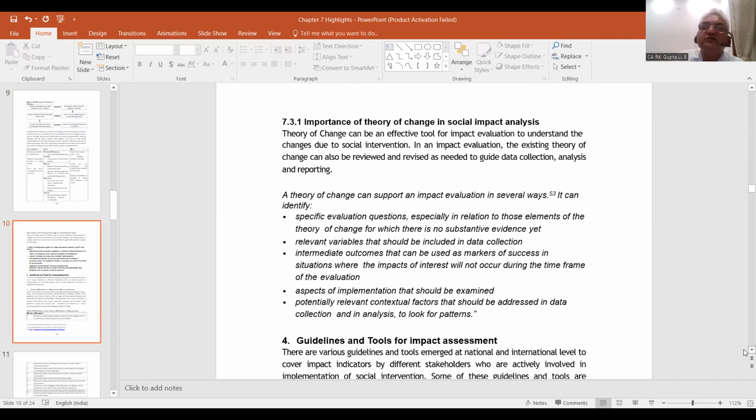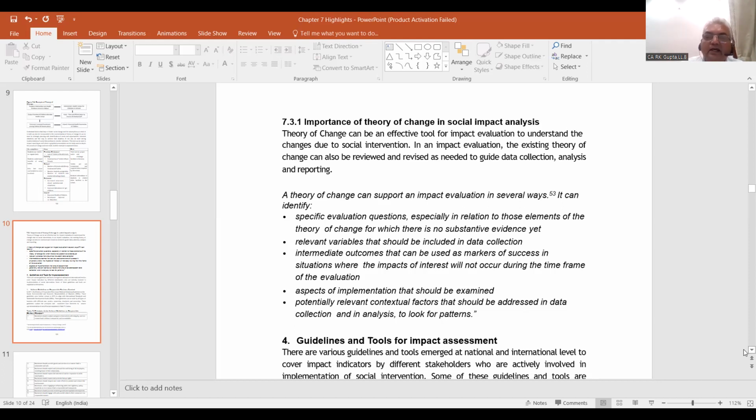Now comes the importance of theory of change in social impact analysis. So theory of change can be an effective tool for impact evaluation to understand the changes due to social intervention. In an impact evaluation, the existing theory of change can also be reviewed and revised as needed to guide data collection, analysis and reporting. So theory of change can support, it is a little complicated, you will understand once you read it. A theory of change can support an impact evaluation in several ways. So it can identify, first, the specific evaluation questions, especially in relation to those elements of the theory of change for which there is no substantive evidence.